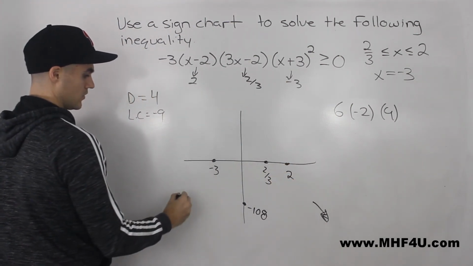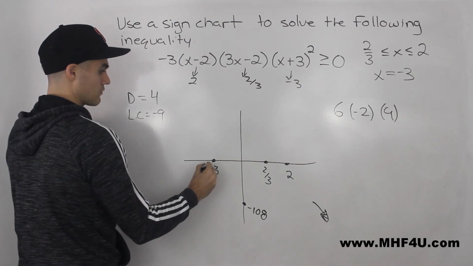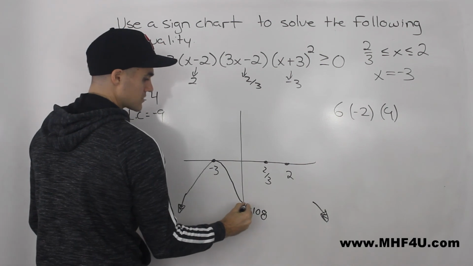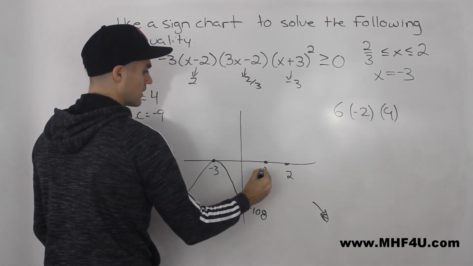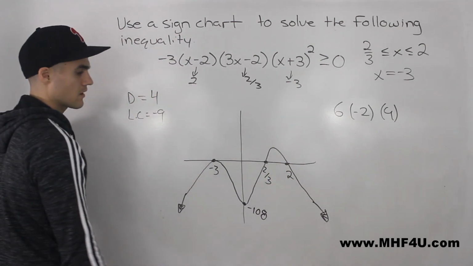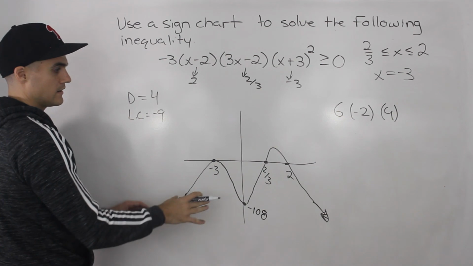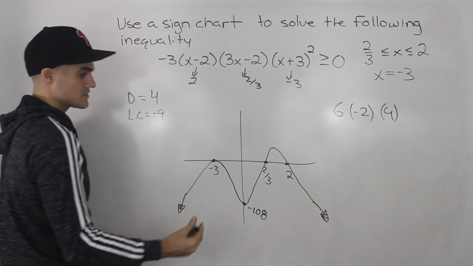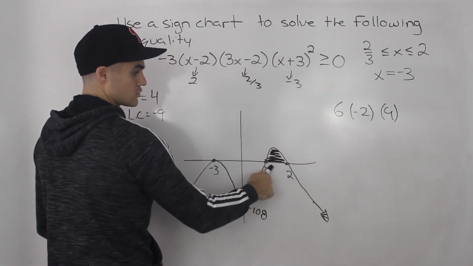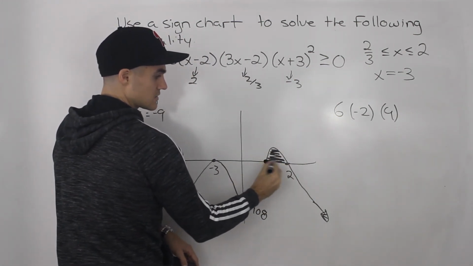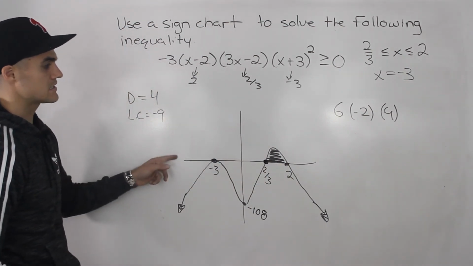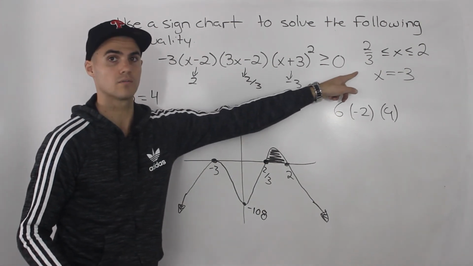So how's this going to look? Well, it's going to get to this x value of negative 3. It's going to bounce at that point because it's an even order. It's going to go through that y-intercept of negative 108. Then it's going to go through 2 over 3, go through 2, and then end off over there. Right? So when is this polynomial function greater than or equal to 0? Well, here, between 2 over 3 and 2, inclusive of those, because that's when it's 0, and at this x value of negative 3.